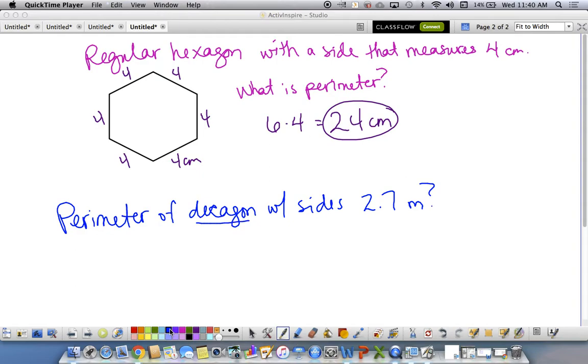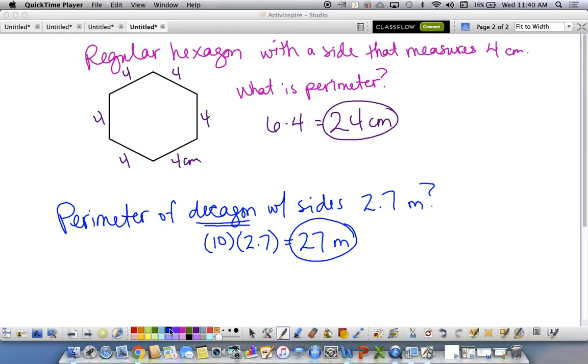First off, you have to know a decagon is how many sides? 10. Oh, sorry, somebody's got their phone on in class. Imagine that. 10 times the number of sides, it has a perimeter of 27 meters. Okay? Perimeter is easy. You simply add them all up.